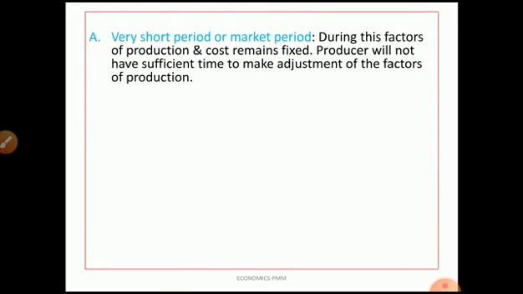Very short period is a period wherein the producer cannot change any factors of production and he does not have sufficient time to make adjustment of the factors of production. In the very short period, demand plays a very important role. Supply remains fixed and demand will determine the price.